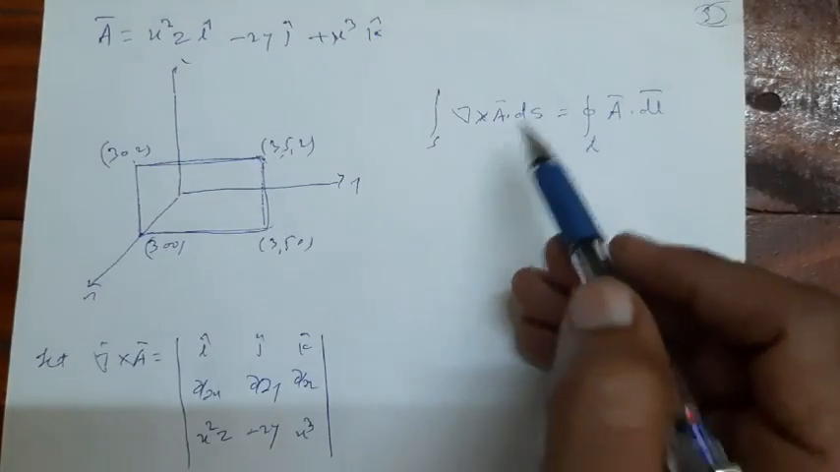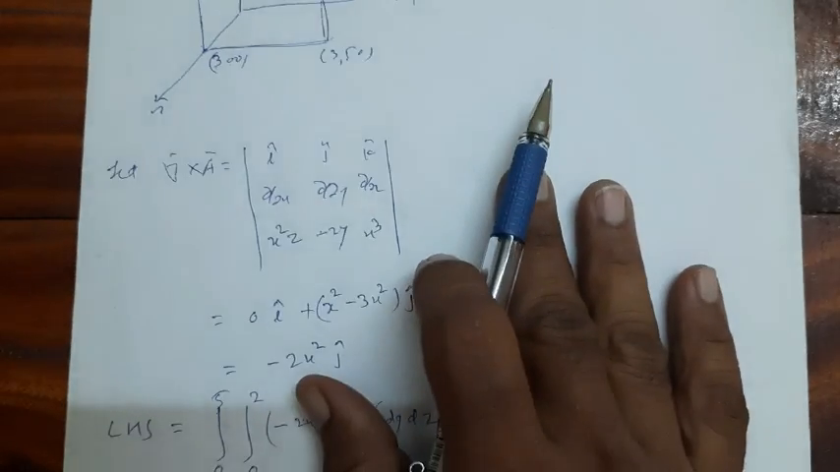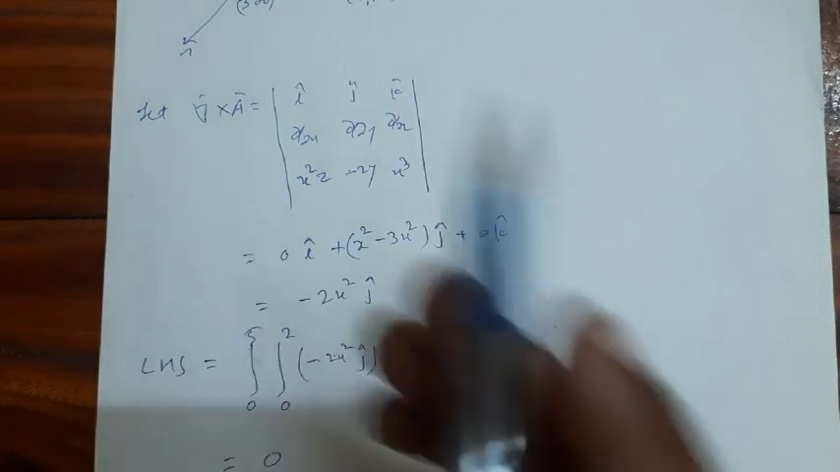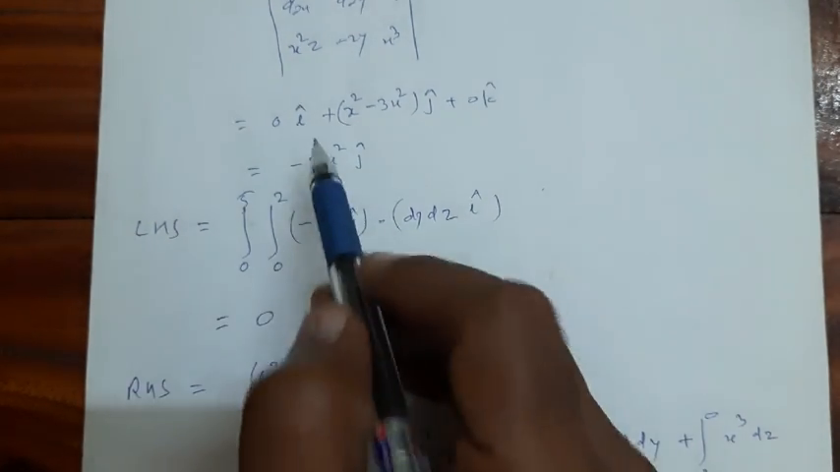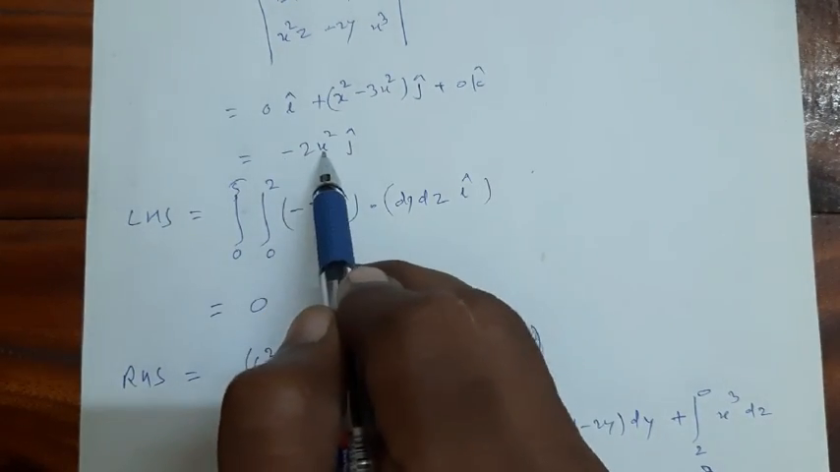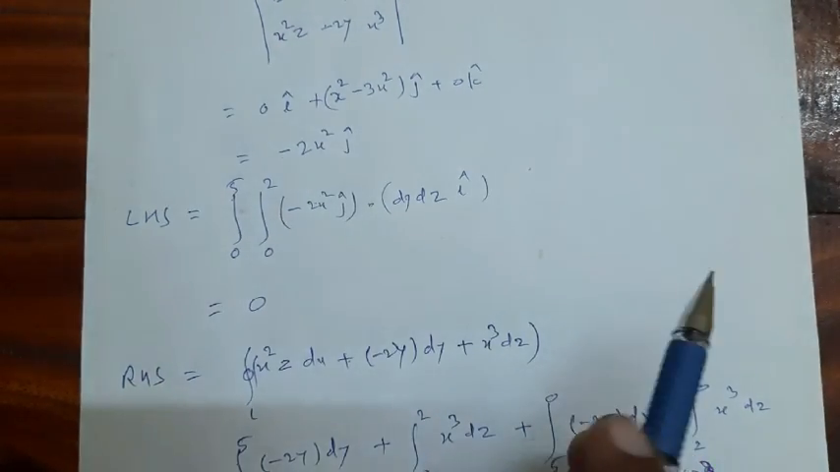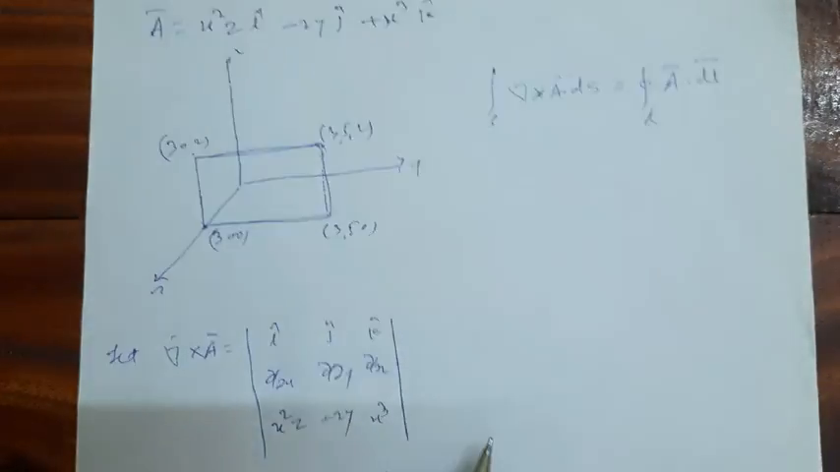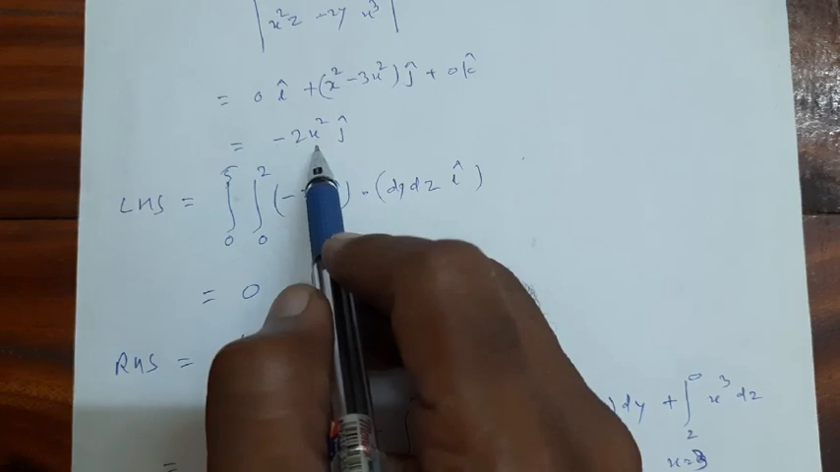See, to find the left hand side, first of all, I have calculated the curl of A bar, correct? This is curl of A bar. Again, we are aware about how to find the curl. Then this is the value of curl, it is minus 2x square j. Now you may think, I have considered a function which is a bit simple, that is, only one term is there for the curl, and it is obvious.